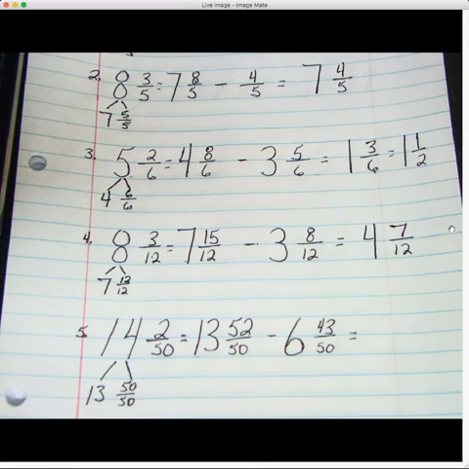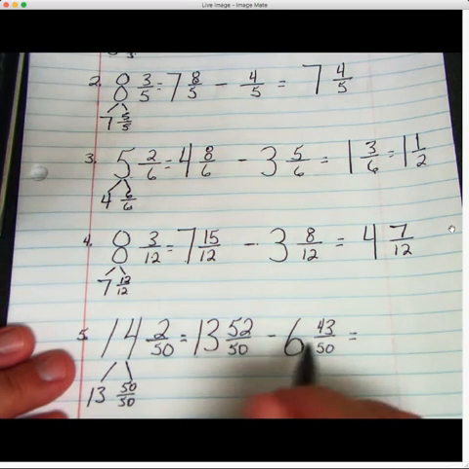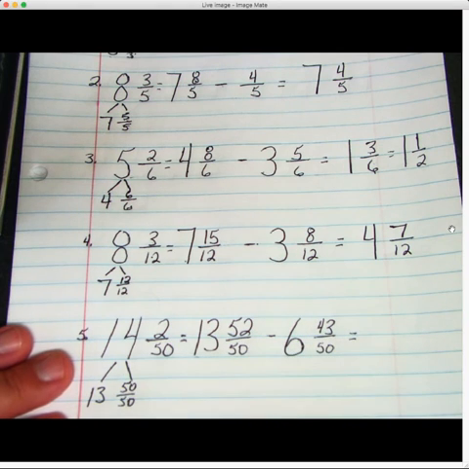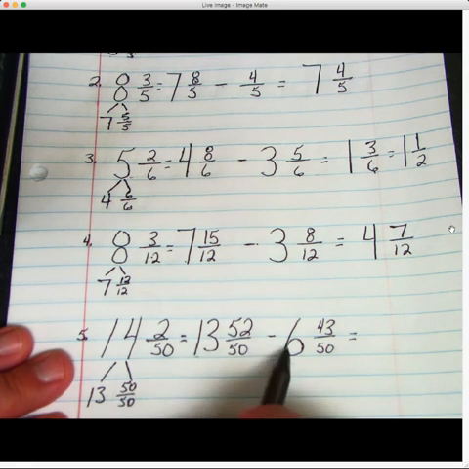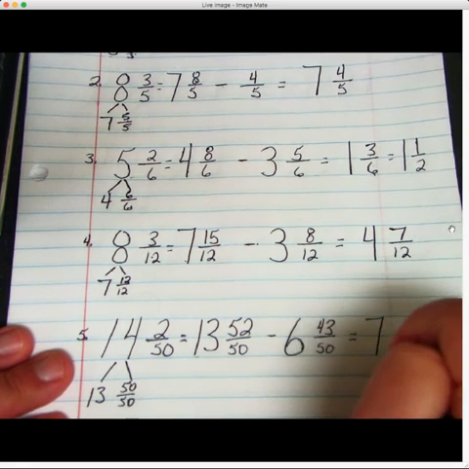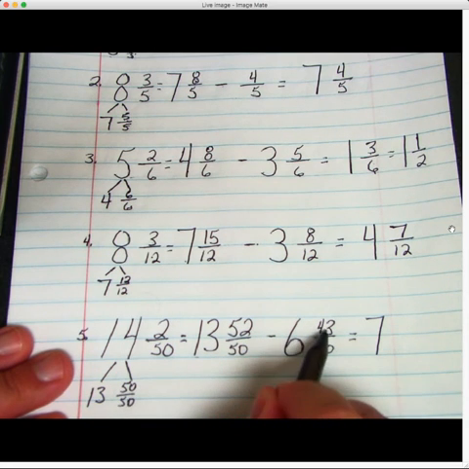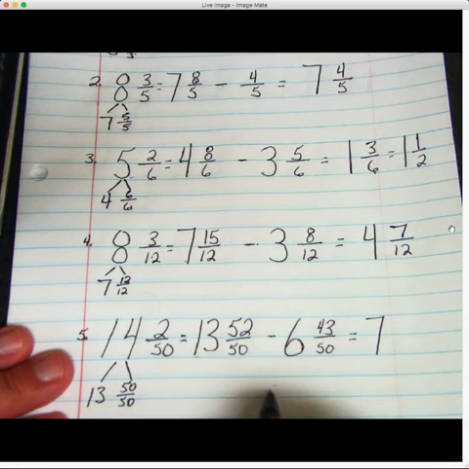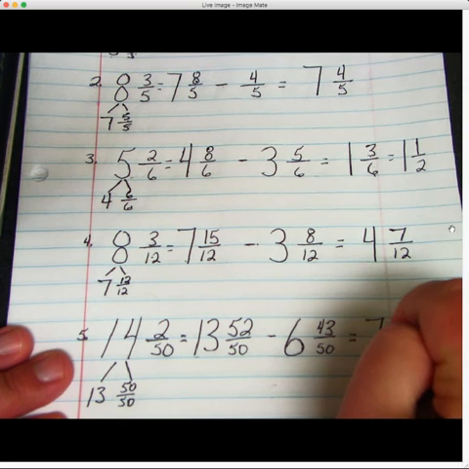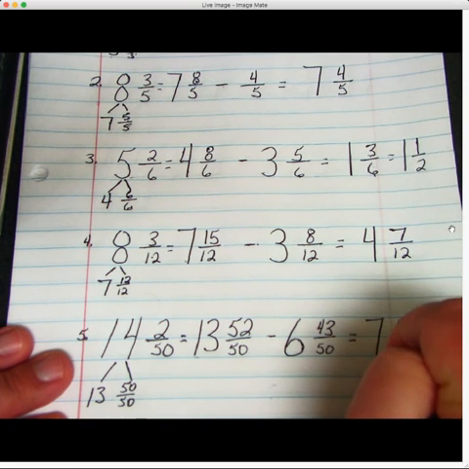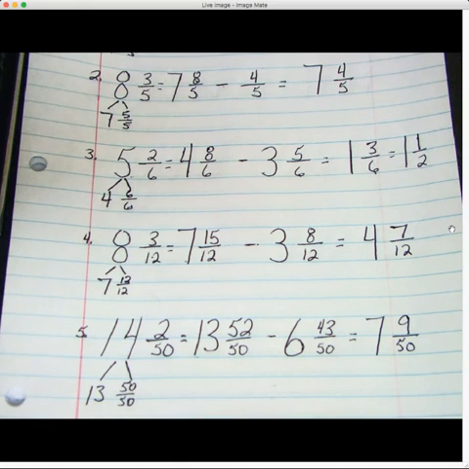Now we can subtract. Okay, you've got 52 minus 43. You might need to write it down and solve it if you can't do that in your head. But let's do our whole number first. 13 minus 6 is 7. All right, now we've got to do 52 minus 43. If you were to work that out on paper, you would get 9. So our answer is 7 9/50.